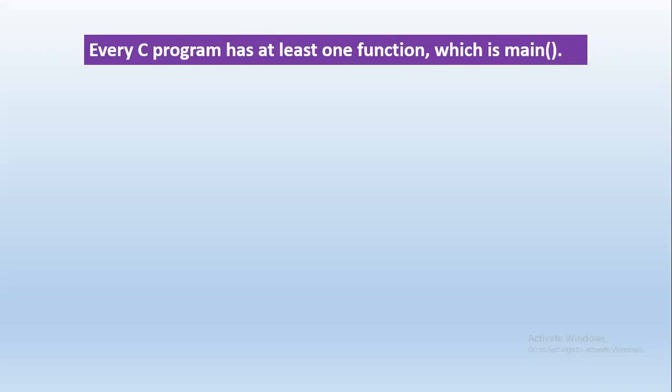Now this main is a keyword. It is already defined. As soon as the compiler sees main, it knows what to do, right? Similarly, we have used some other functions. Can you name them?